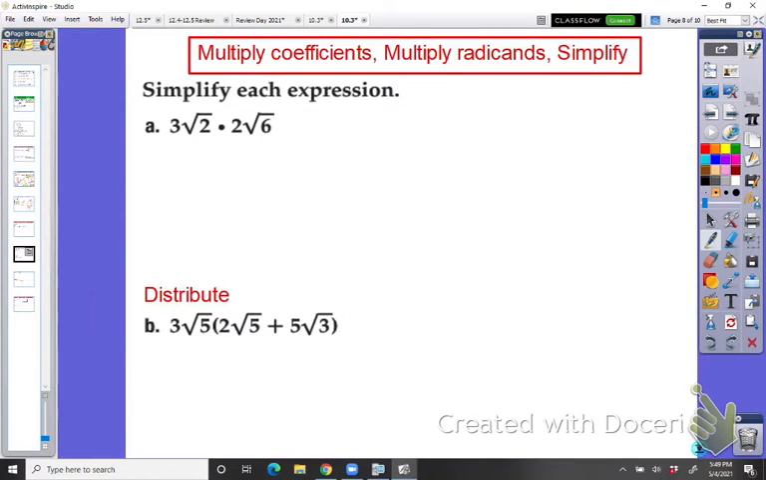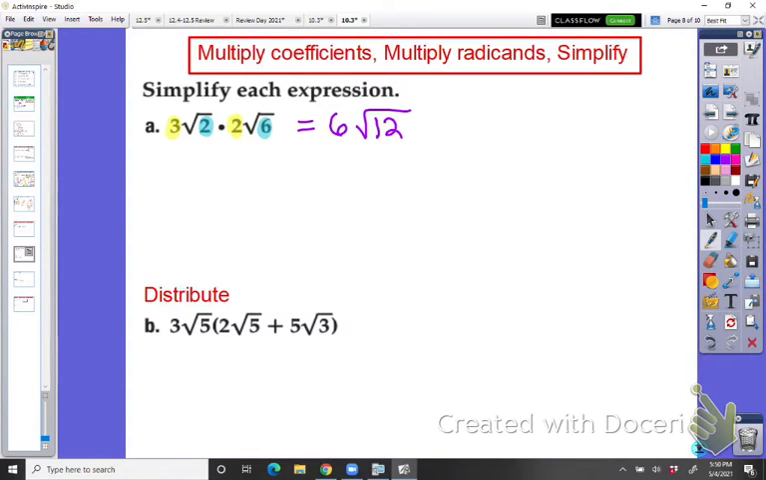Alright, these are the last few examples of 10-3. Multiplying the coefficients, multiply the radicands, and then simplify. What that means is when you're multiplying two radicals, you multiply the outside numbers, so the coefficients. So we're going to multiply 3 times 2, and then you multiply the radicands, the number underneath, so that's 2 times 6. So the outsides give you 6, the number underneath, 2 times 6, gives you 12.